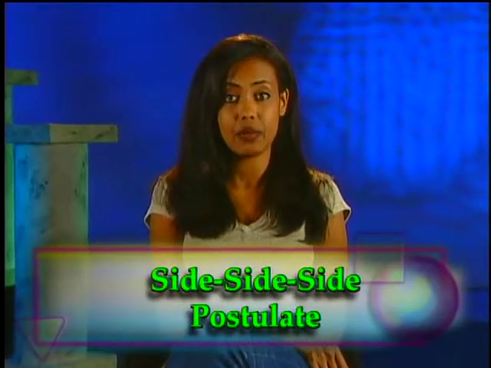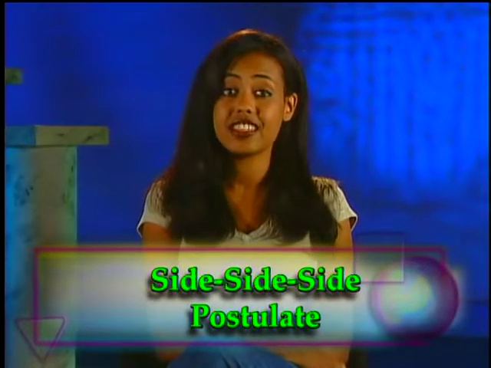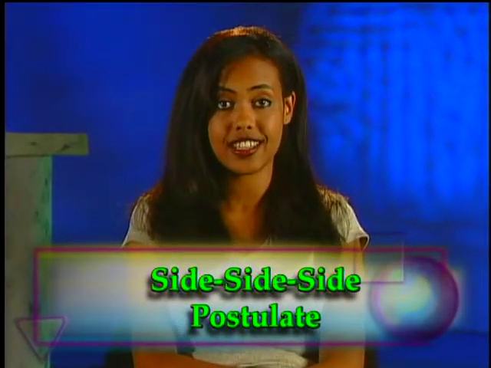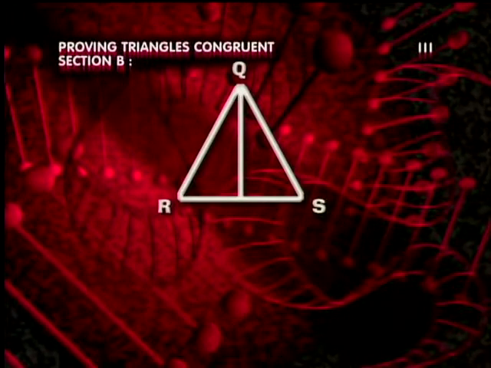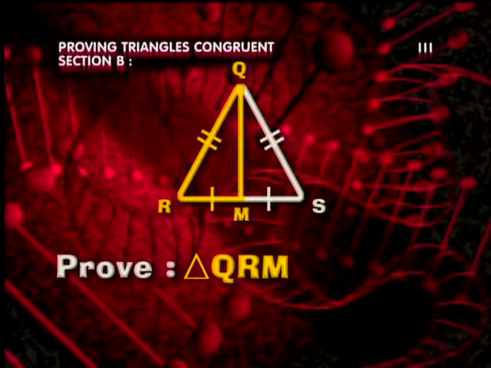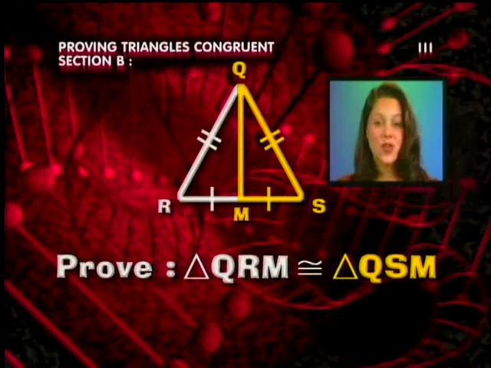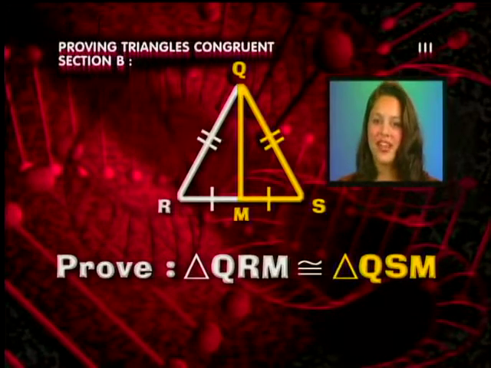Let's try an example where we can put the side-side-side postulate to good use. This isn't a theorem we're proving, just a specific problem that you might find on a test. We'll use a proof table to work it out. Given triangle QRS, with M as the midpoint of RS and QR congruent to QS, prove that triangle QRM is congruent to triangle QSM. Note that we are not given the information that QM is the bisector of angle Q.